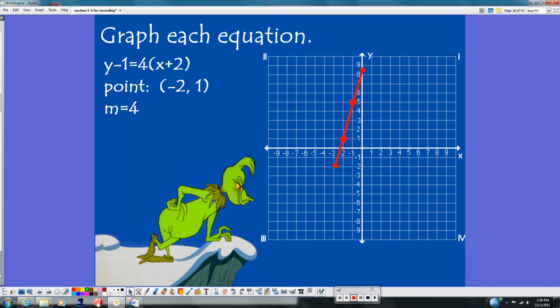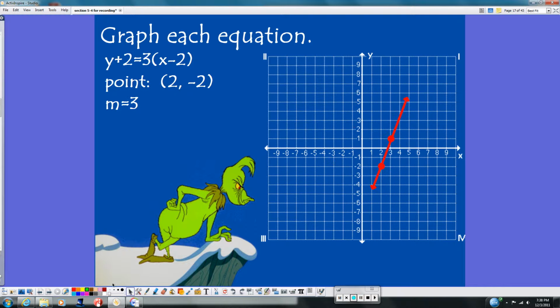This one, y minus 1 equals 4 times the quantity x plus 2. So our point is negative 2, 1. Our slope is 4, so put a dot on negative 2, 1, and go up 4 and over 1. Remember, our slope is always rise over run, so even though it's 4, it's technically 4 over 1. This one, y plus 2 equals 3 times the quantity x minus 2. Our point is 2, negative 2. Our slope is 3. So dot on 2, negative 2. Rise 3, run 1.